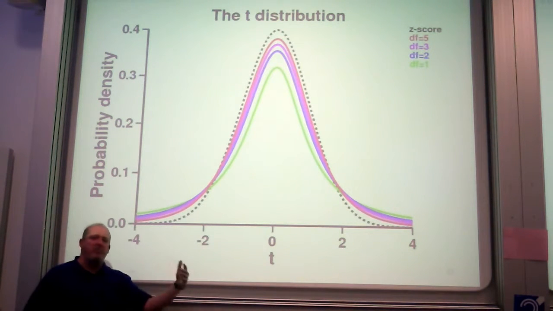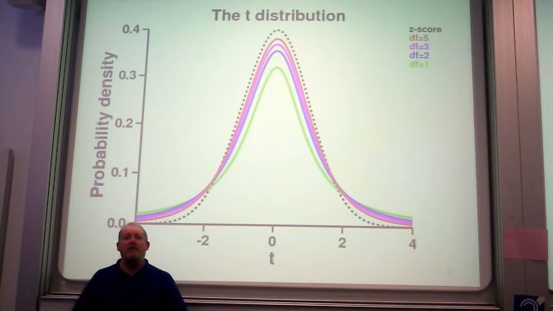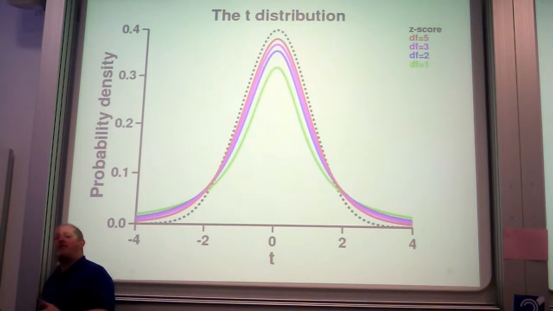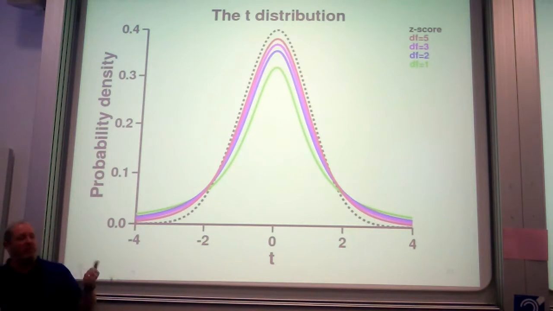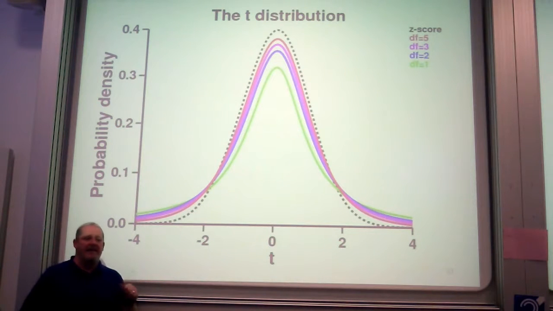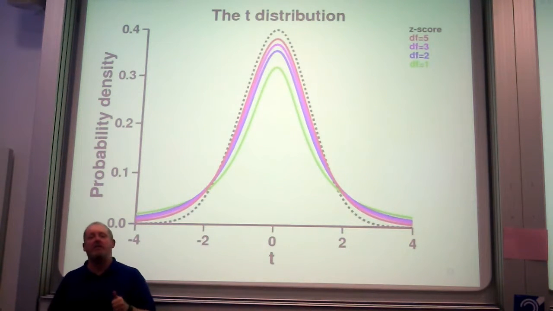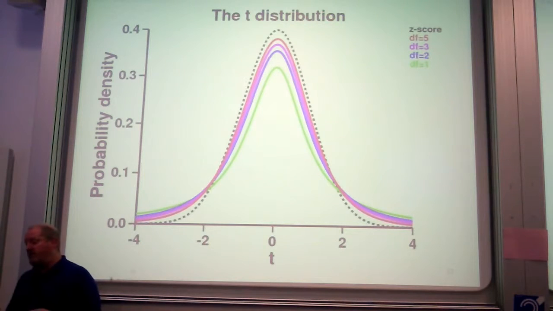So again, going back to the idea of power, what we want to do is have enough power so that that rule of thumb, 1.96 or 2, is going to be about right. Sample sizes really do matter.